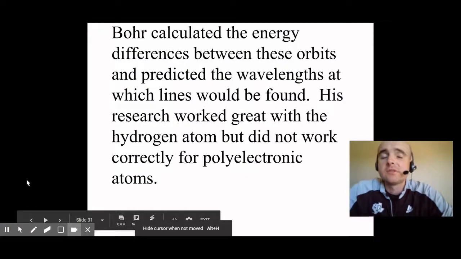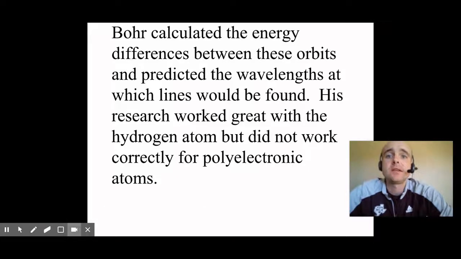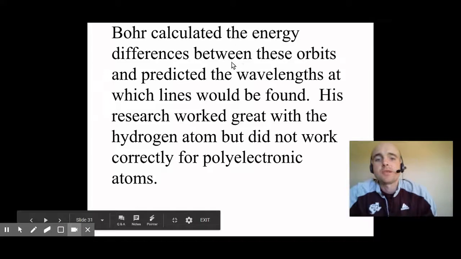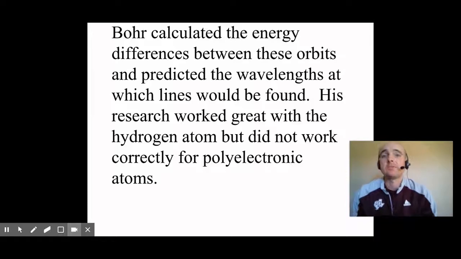All he did was look at the energy differences in those different lines, and he was able to come up with his model. He looked at the energy differences between orbits and predicted wavelengths and which lines would be found. His research worked great for the hydrogen atom, but did not work well for any other atom or polyelectronic atoms.